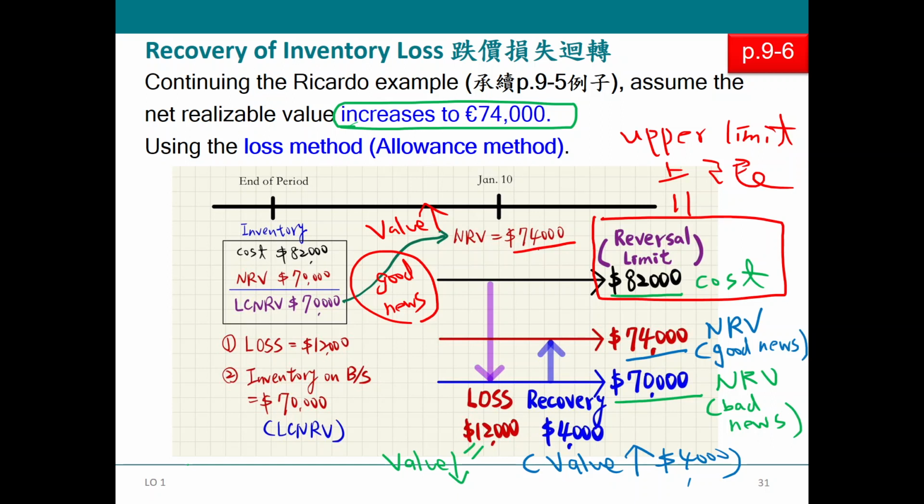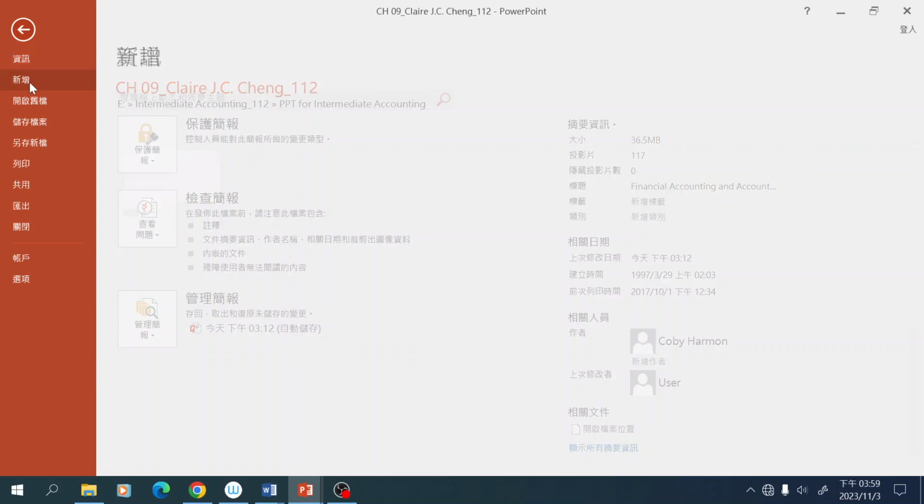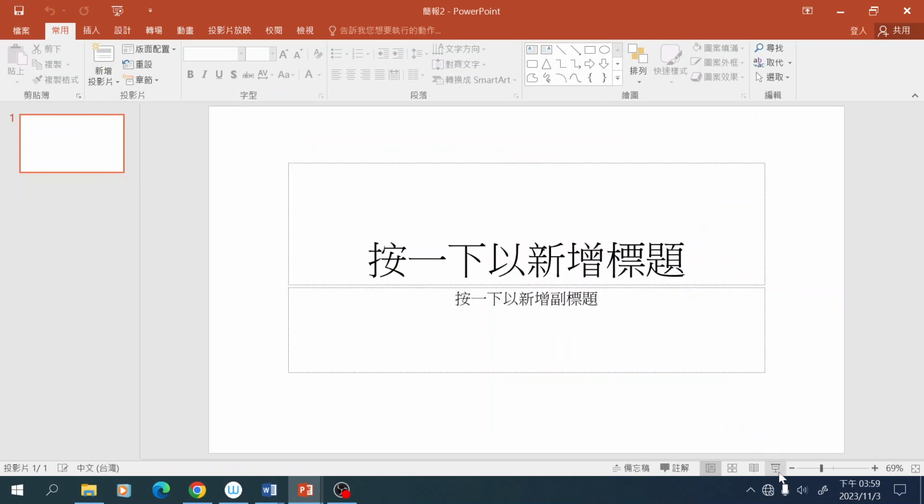So what does it mean? It means after we finish the case, then you can go home. So just give me 1 minute more. If case 1, case 2.